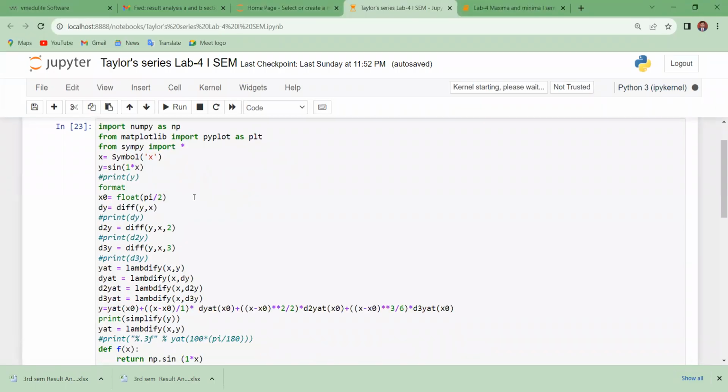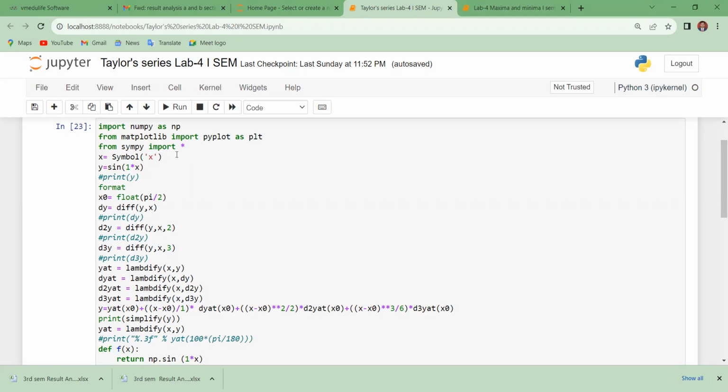So the same one, import numpy. Here we required a numpy module, which we take as a variable np. Import numpy as np. From matplotlib import pyplot as plt. Matplotlib is a module, and from that we are importing pyplot, which we take as a variable plt.